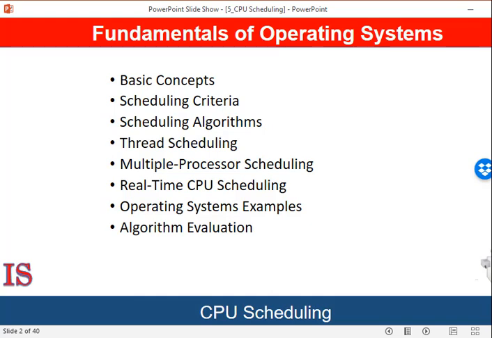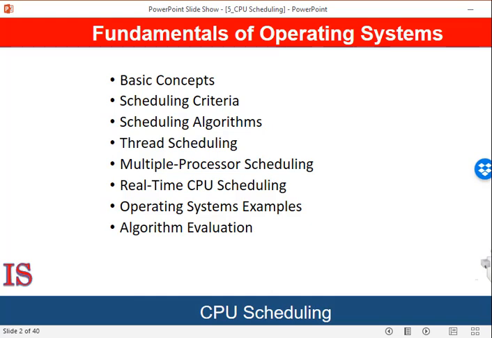Several processes are kept in memory at one time. When one process has to wait, the operating system takes the CPU away from that process and gives it to another process. This pattern continues. Every time one process has to wait, another process can take over use of the CPU. On a multi-core system, when we have several CPUs on one chip, this concept of keeping the CPU busy is extended to all processing cores on the system.